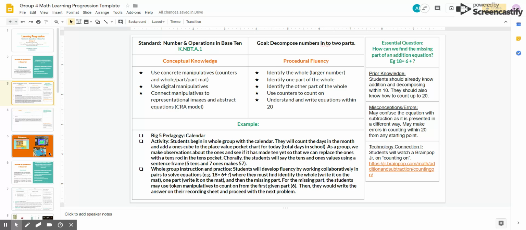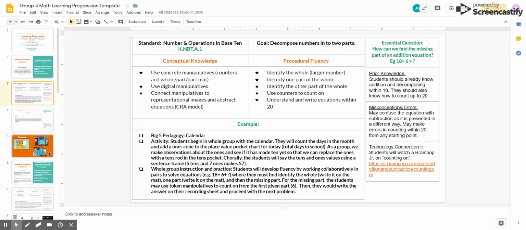For the Big 5 pedagogy, we would start with the calendar. Students begin in whole group with a calendar. This will be displayed on the interactive whiteboard where students are able to manipulate items on the whiteboard digitally. They will count the days in the month and add 1 cube in the place value pocket chart for today, and then count the total days in school.